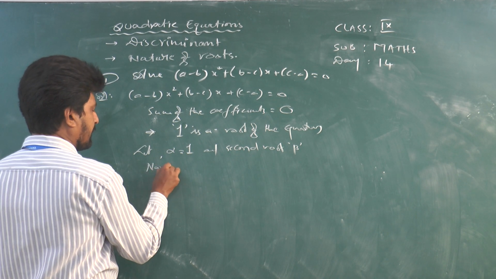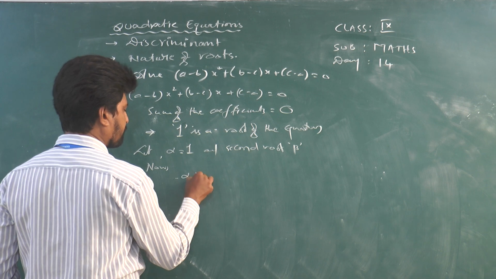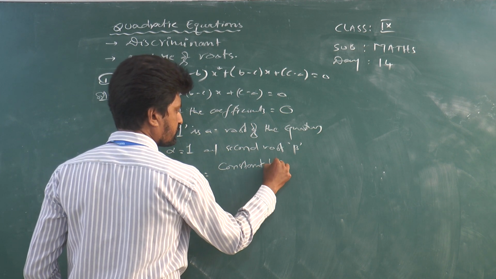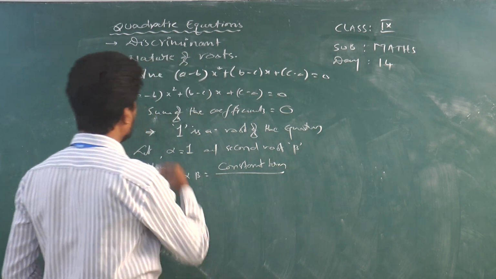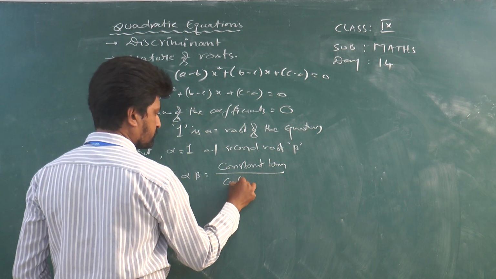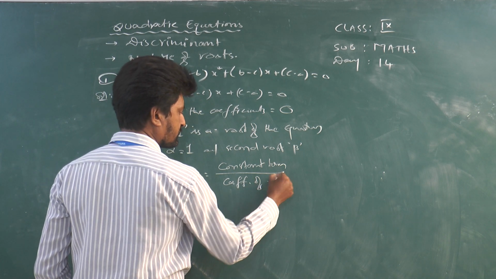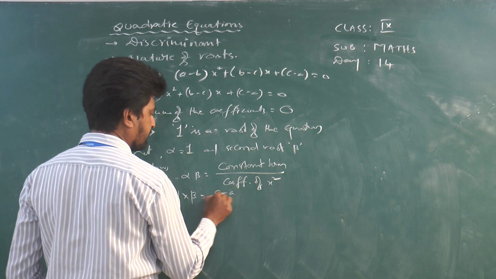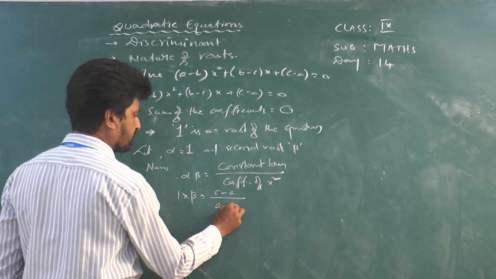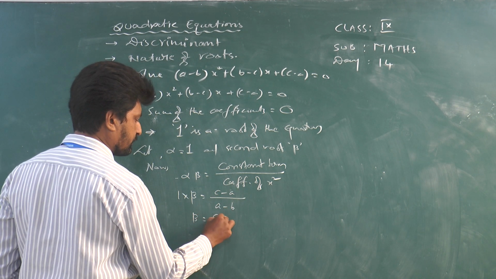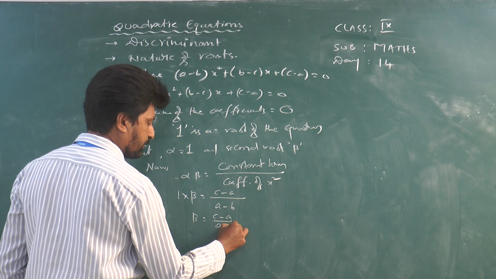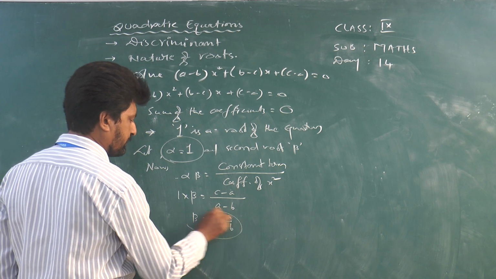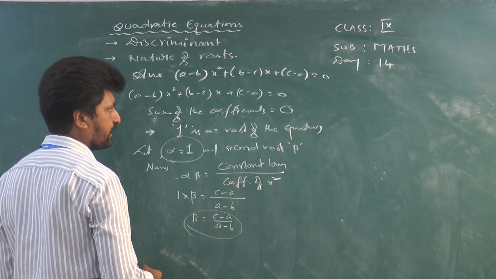Now we want to find out the second root beta. Okay, now already we have in our hands the product of the roots. Alpha beta is equal to what is that? Constant term divided by coefficient of x square. Okay, 1 into beta, constant what is that? C minus a, and coefficient of x square what is that? A minus b. Now beta is equal to (c minus a) divided by (a minus b). Okay, one root is alpha equal to 1, and the second root beta value is (c minus a) by (a minus b).